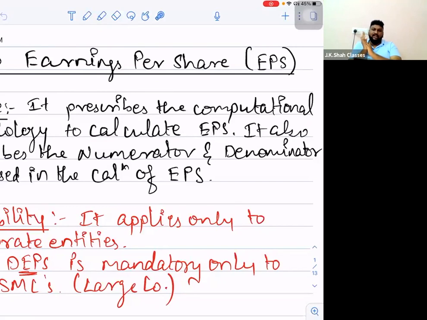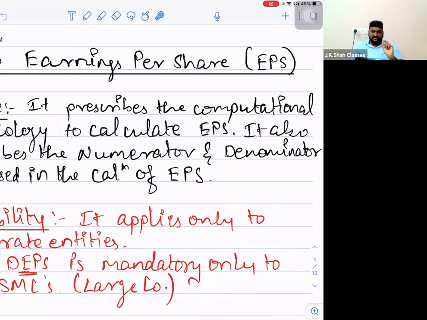Because if leverage and all are done, then this topic becomes simpler to explain, because you've already learned about EPS in those FM topics. So here it becomes easy. No problem. What is the name of the standard? AS20, earnings per share.